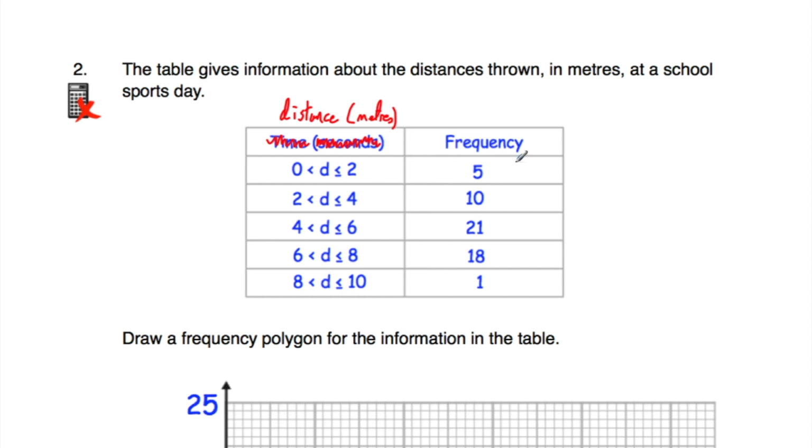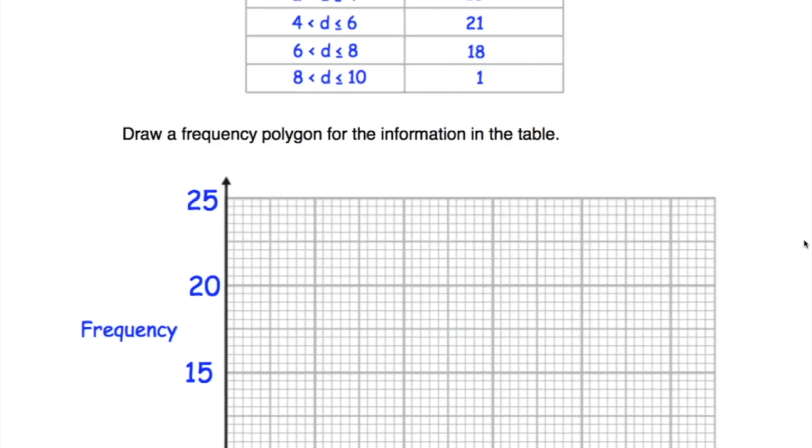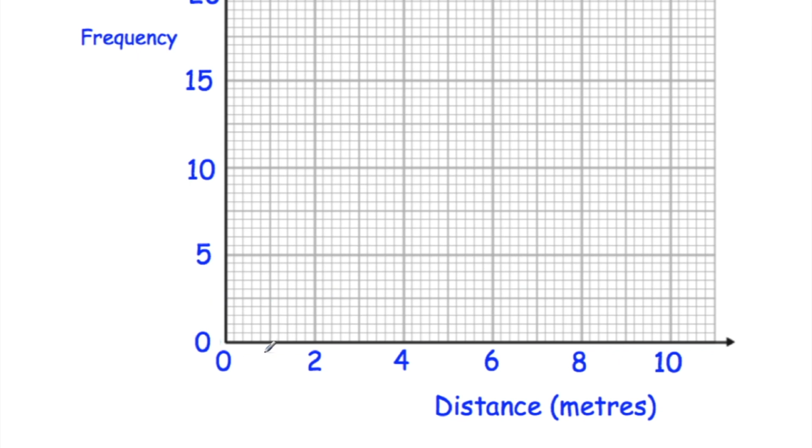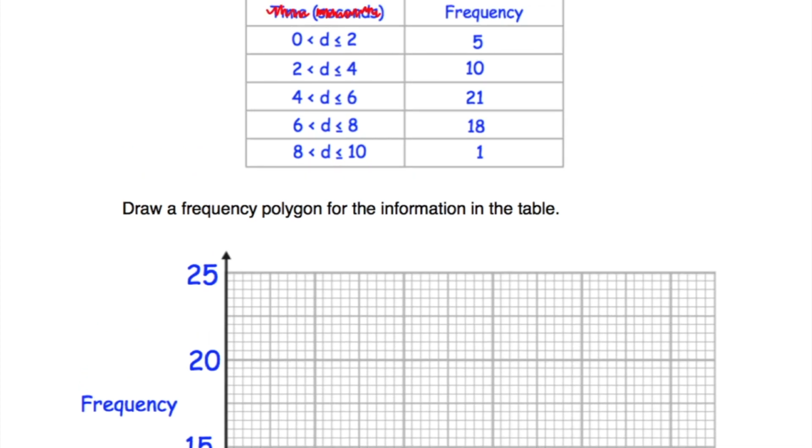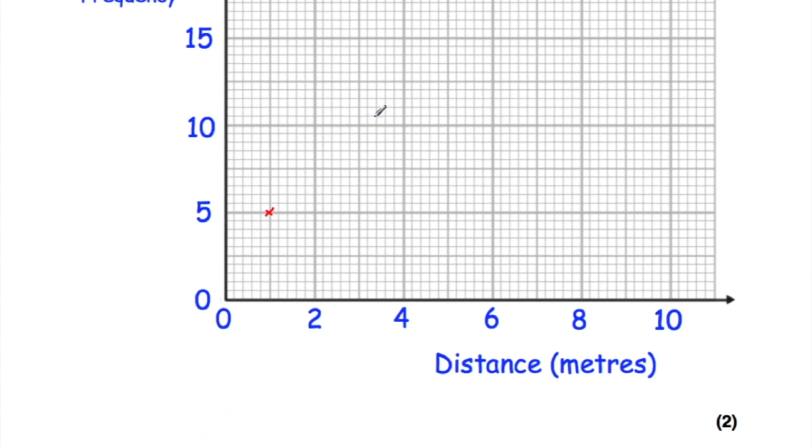So let's do that. So the first one, 1 across and 5 up. So 1 across and 5 up would be there. Next, 3 across and 10 up. So 3 across and 10 up would be there.